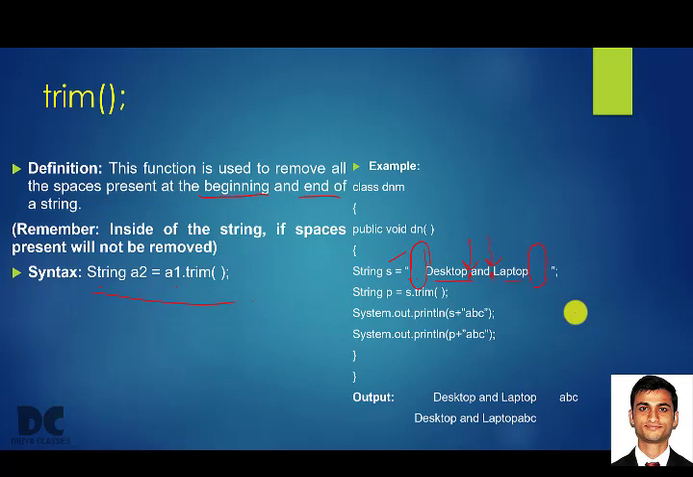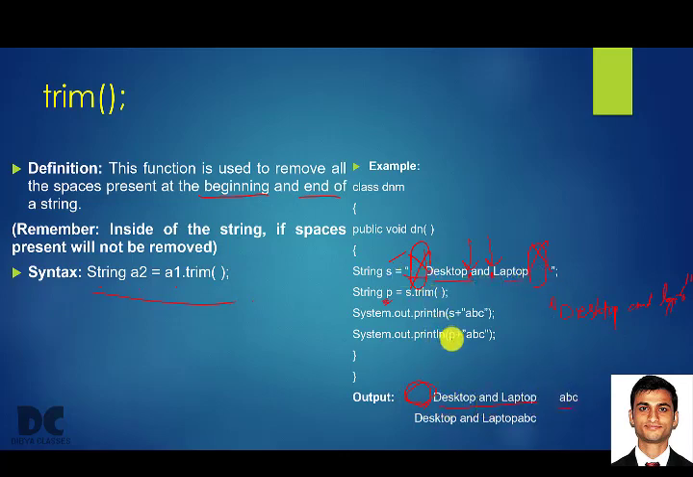So after trimming this, the new string will be desktop and laptop without any spaces. These spaces will get deleted. So when you print S plus ABC, it will print space. Why? Because S is the original string. P contains the trimmed string. The new string is present in P. So it will print space, then desktop and laptop space and ABC.